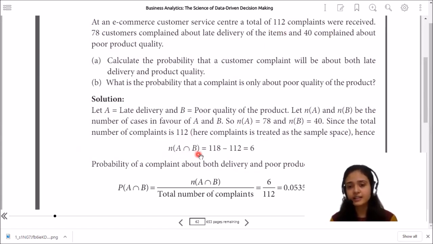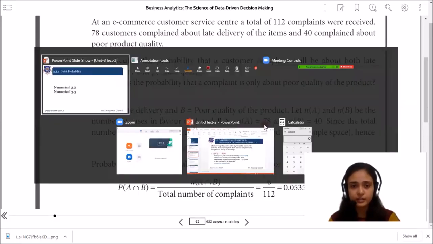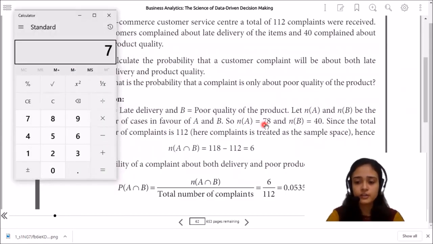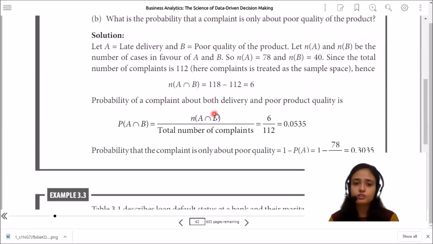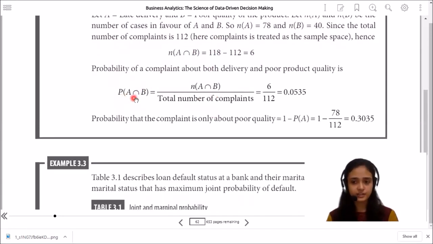So I can find A intersection B like this. The summation of 78 plus 40 is 118, and minus the total number of complaints, 112, gives 6. That is my A intersection B. Now I want to find the probability of A intersection B. The formula based on joint probability is the number of observations in A intersection B, which is 6, divided by the total number of complaints, 112. So I got the probability as 0.05.